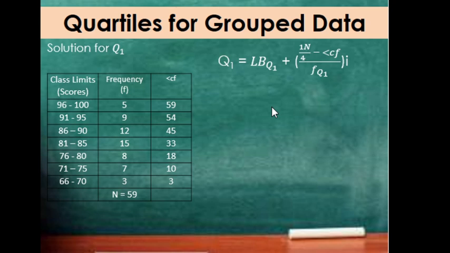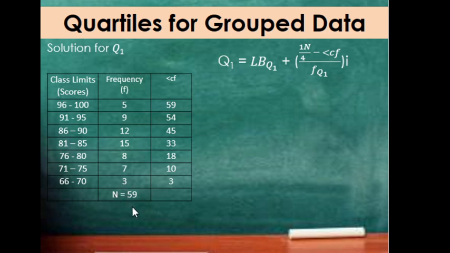Okay. Next, we're going to identify the respective values of the different components of the formula. So, let us first find the values we need, so that later we can simply substitute them into the formula. We need to find the values of n, lower boundary, less than cumulative frequency, frequency of the quartile class, and the interval.